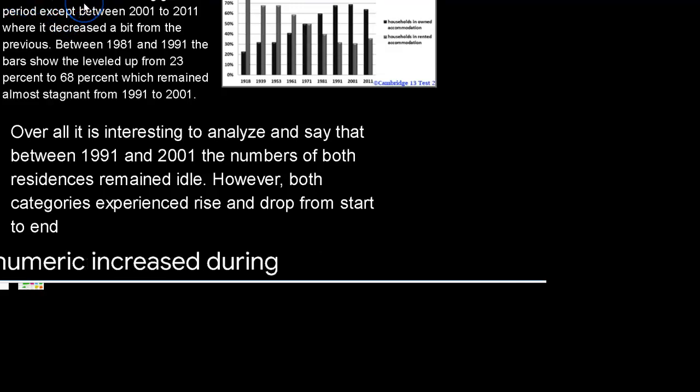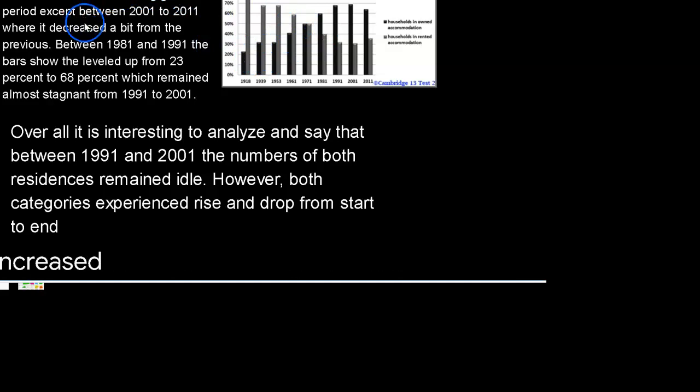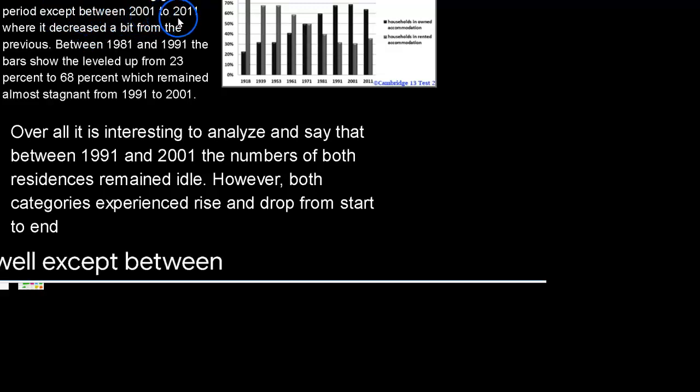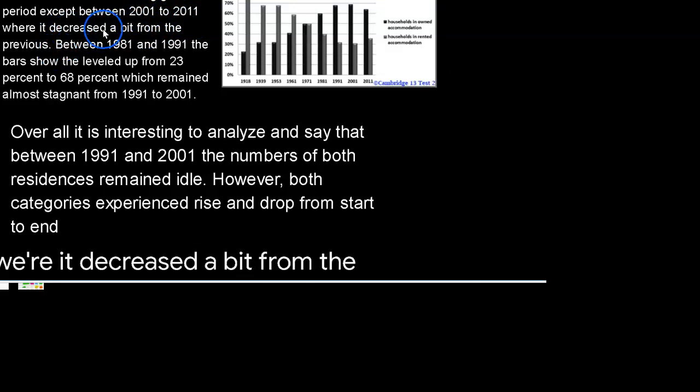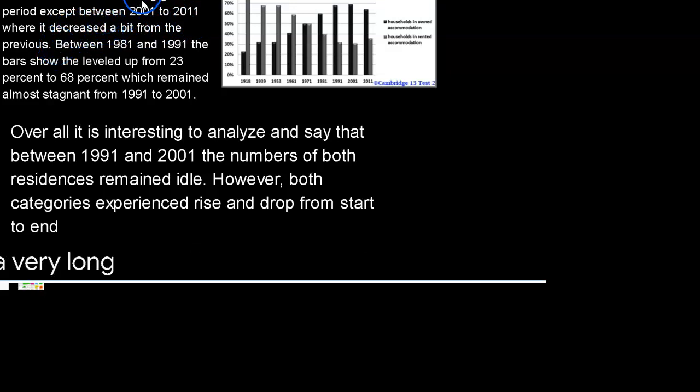Increased during period. Yes, well, that increased too. Both rented and owned increased. You should have caught that. Between period 2000. Wait. Oh, except between 2001 and 2011. Well, where it decreased a bit from the previous. This is not summarizing. This is a very long description of some very simple trend.